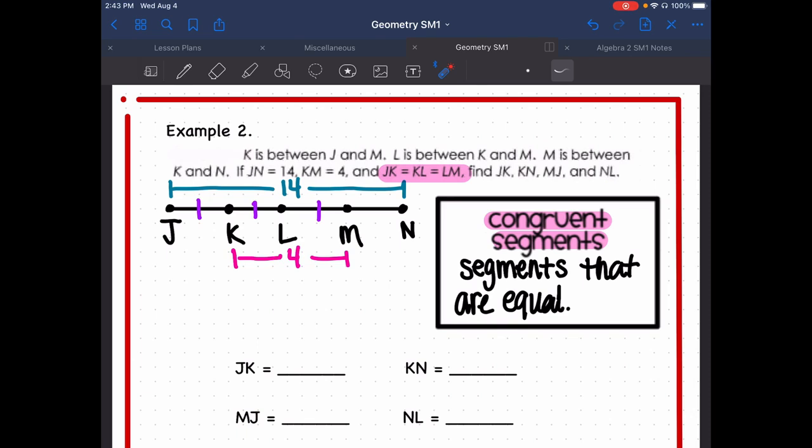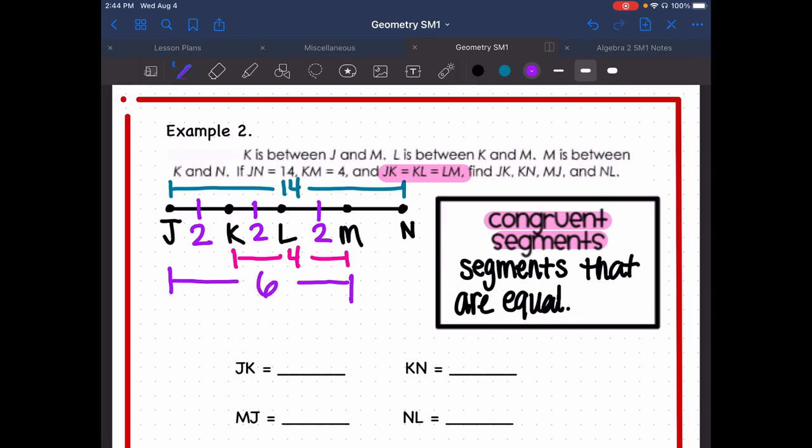What I can then say is since I know from here to here is 4, and each of these pieces have to be the same, all I have to do is divide 4 by 2, and each of those pieces has to be 2. So this has to be 2, this has to be 2, which means this is 2. Which means now I know that from J all the way to M, it's going to be 2 plus 2 plus 2, which is going to be 6.